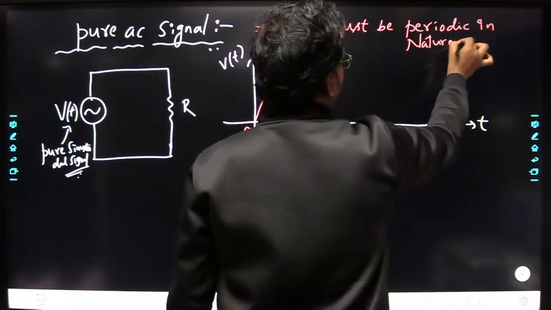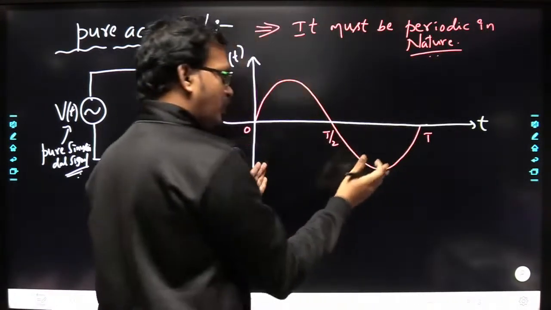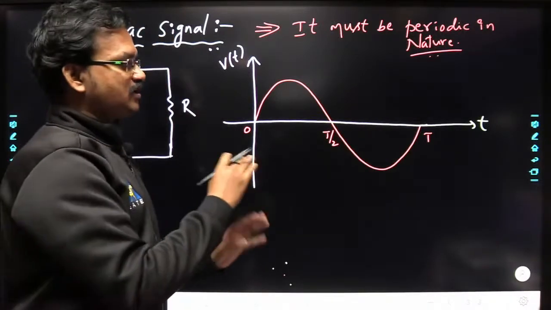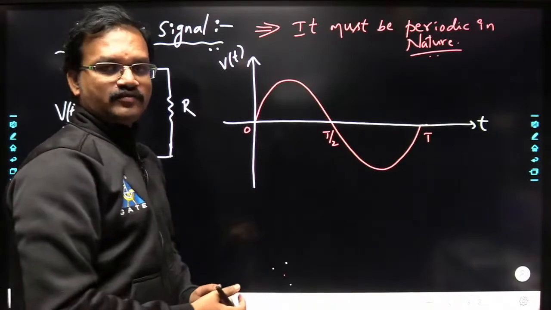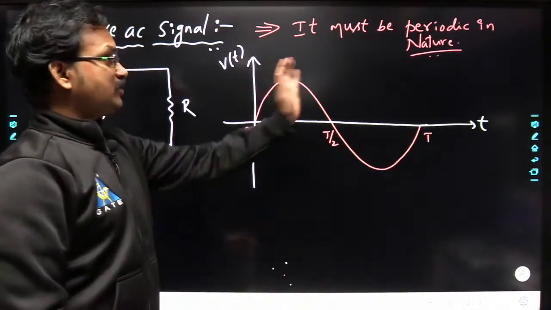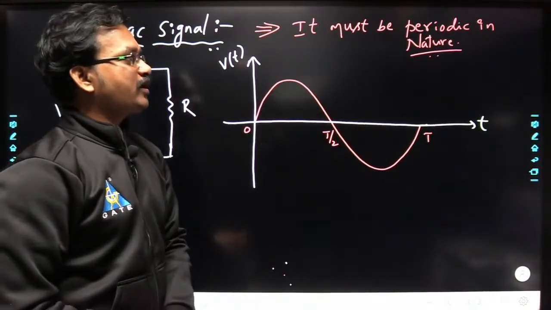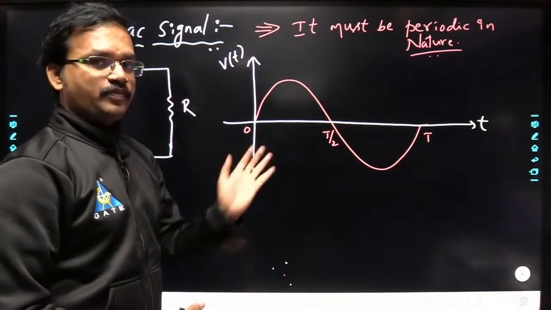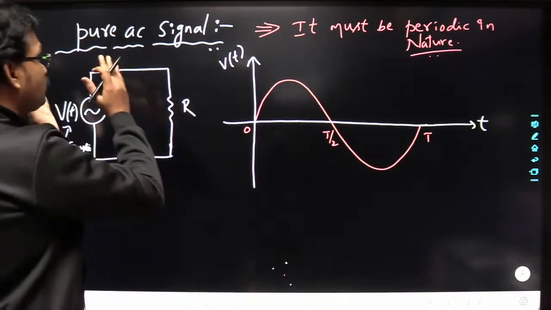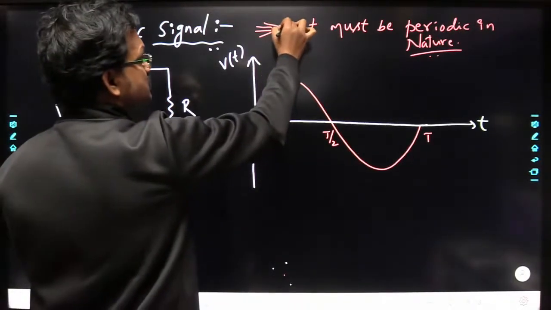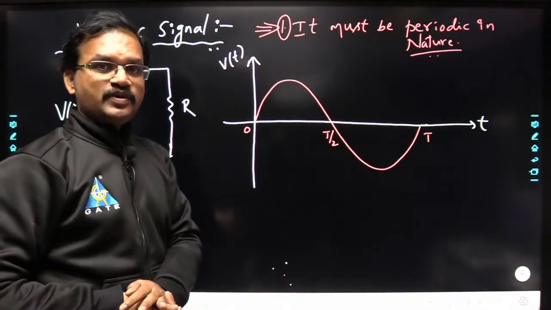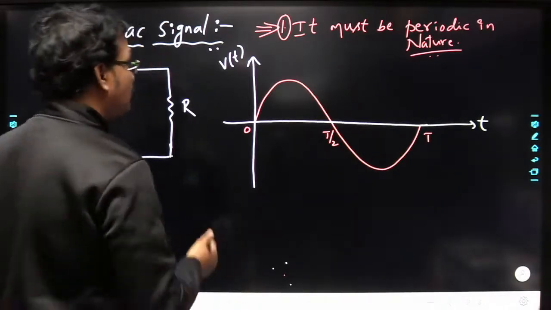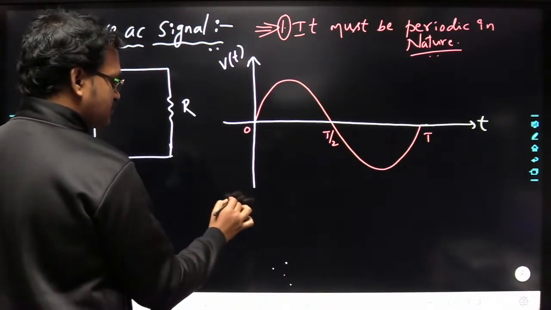That means whatever signal you see over a time period T, the same signal is going to get repeated for the next time intervals also. That is what we call a periodic signal. So for a pure AC signal, the first condition is that it must be periodic in nature. Next, what is the second condition? We will see here.